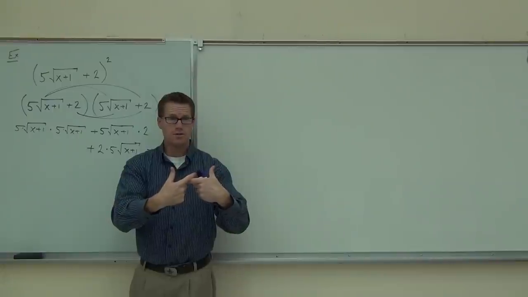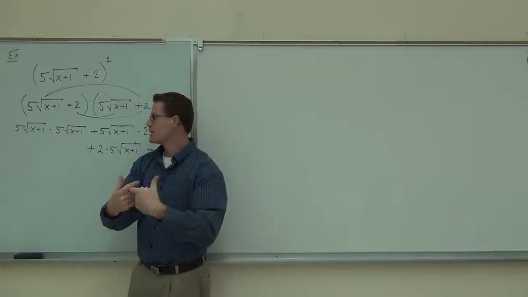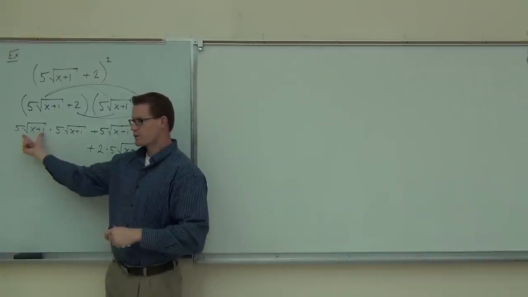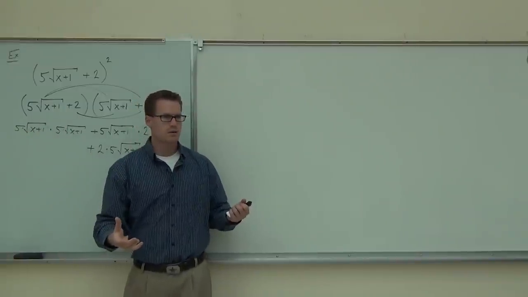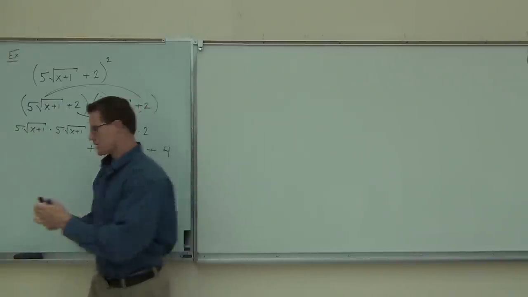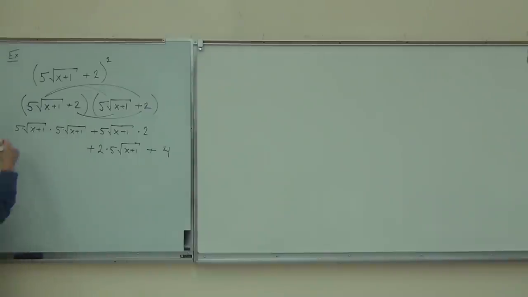Does it work other than a square root? No. Not cube roots. But if you think about this, this will give you the square root of x plus 1 squared. Do you see it? The square and the square root are going to simplify out of that expression. So this whole thing right here is going to give you 25 because we have 5 times 5. The square root of x plus 1 times the square root of x plus 1 is going to give you x plus 1. You okay with that?